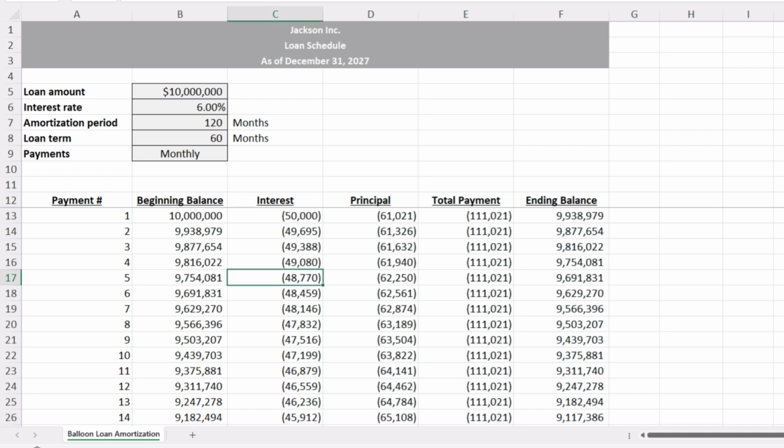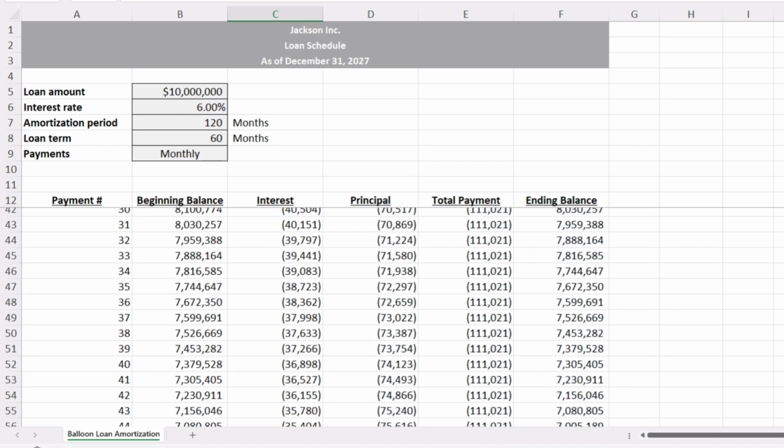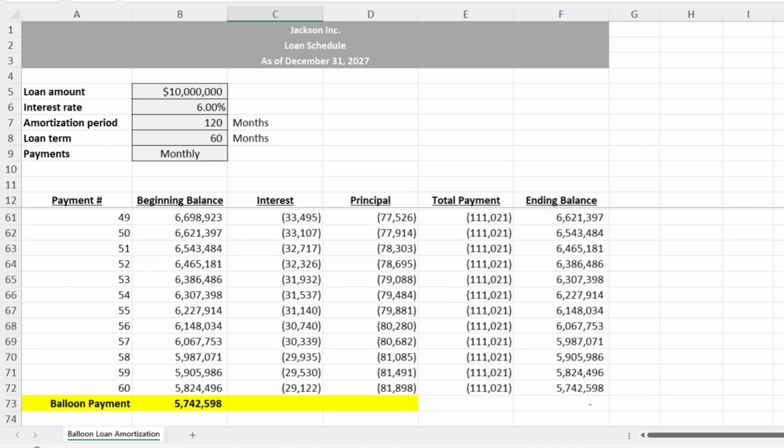And if I scroll down on my amortization schedule, I'm paying $111,000 a month. I get to payment number 60. Jackson Incorporated owes $5,742,598 at the end of year 5. It doesn't amortize itself to zero. So you got to look at that situation. You're either going to have to come up with the cash to pay off the loan, or you got to refinance that into a different term loan.